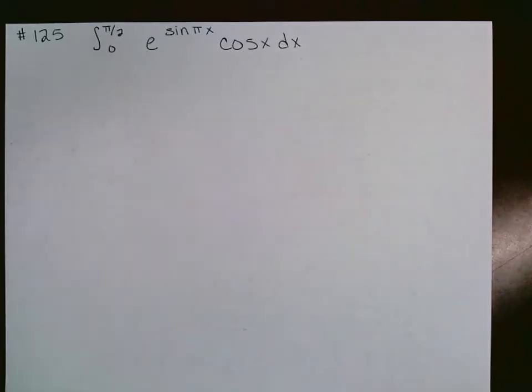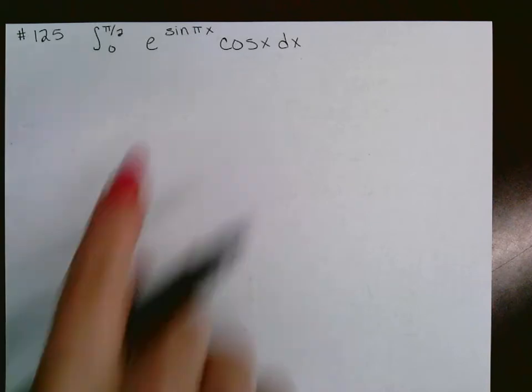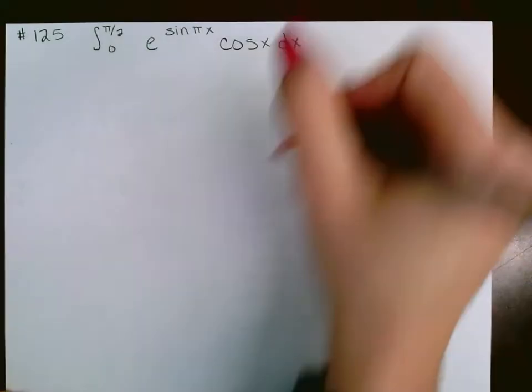All right, so our next question is on the same page. It's number 125. Very similar to the last one we just did. It is an e, an exponential. The difference is that it is a definite integral, so we are going to have to change our a and our b. Okay? So if it's exponential, who is my u?